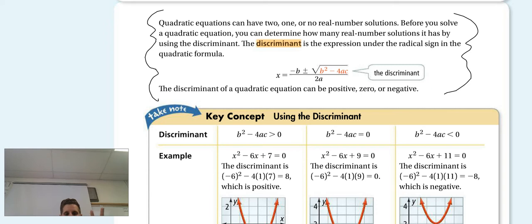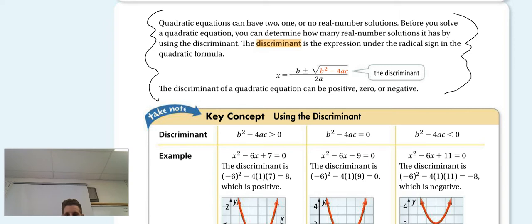Quadratic equations have two, 1, or 0 (no) real number solutions. Before you solve a quadratic, you can determine how many real number solutions it has by using the discriminant. The discriminant is actually part of the quadratic formula. It's the part under the radical sign. So right here in red they show it. The discriminant is this piece. The discriminant of a quadratic can be positive, 0, or negative.